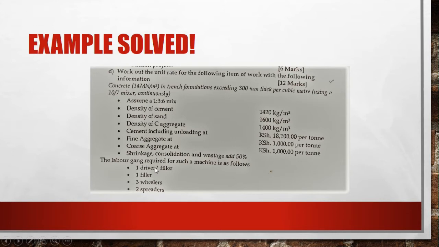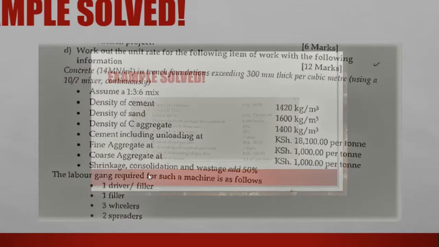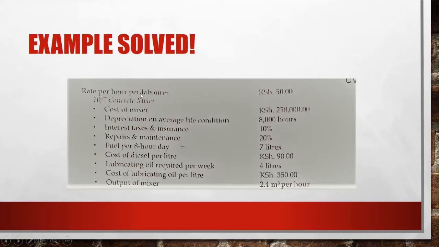That's for the wastage. We are also given this information for labor gang. The labor gang required for such a machine is as follows: one driver, one stroke filler, one filler, 3 wheelers and 2 spreaders. That gives a total of 7 workers. The rate per hour per laborer is given as 50 Kenya shillings.